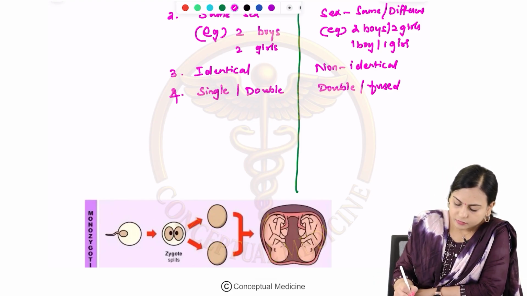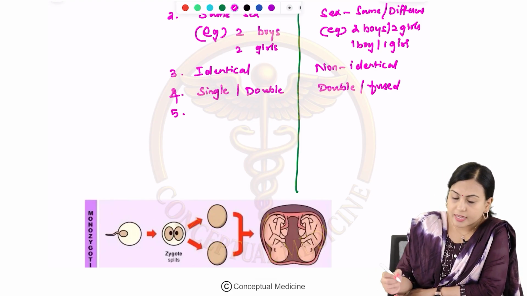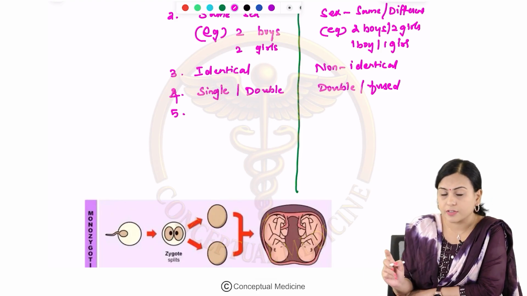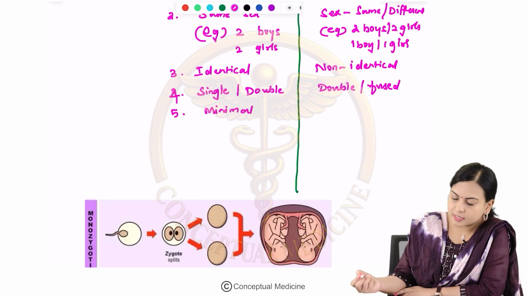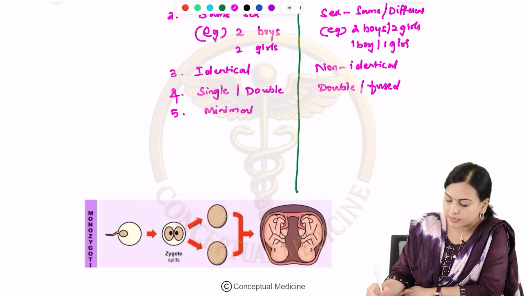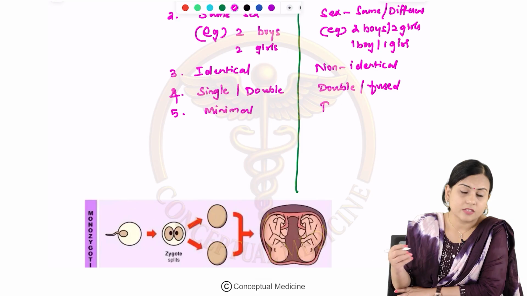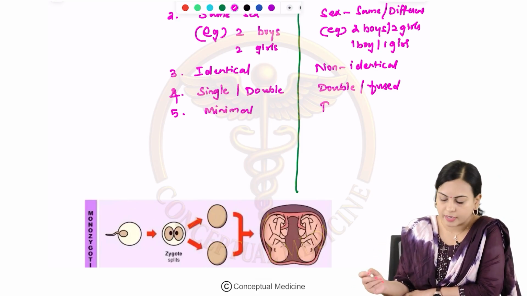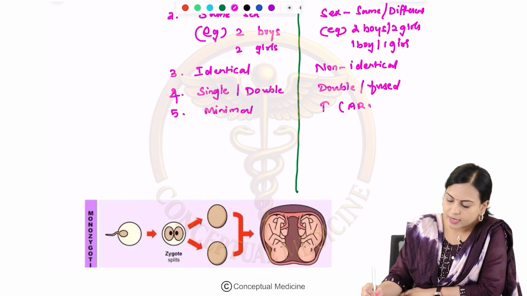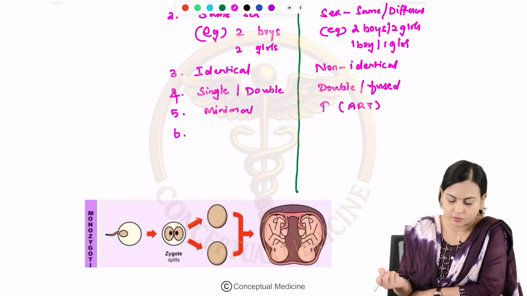Then, the next point is the incidence of monozygotic twins is minimal. Okay. Whereas the incidence of dizygotic twins is increased. In recent days, twin pregnancies have increased due to artificial reproductive techniques. Okay. So, due to ART techniques, this type of twin gestation is increased nowadays.